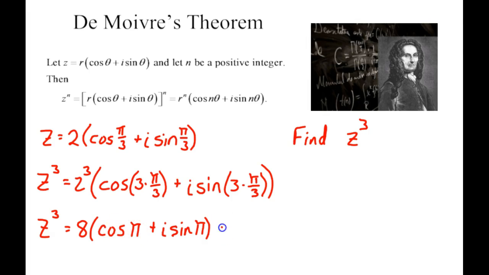And we can actually simplify this further because we know exact values for the cosine of pi and the sine of pi. So this is 8 times the quantity, the cosine of pi is -1, and the sine of pi is 0. So we have I times 0. Inside the parentheses, we have -1 plus 0, which is just -1. -1 times 8 is -8. So we started with this complex number z. When we raise it to the third power, it simplifies down to -8.